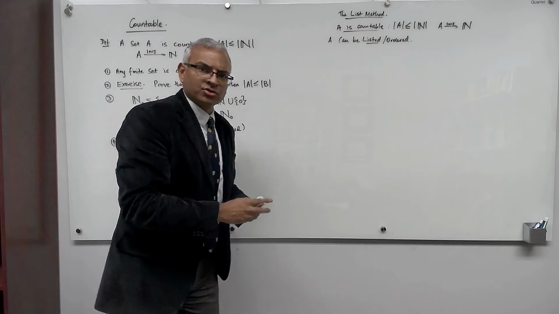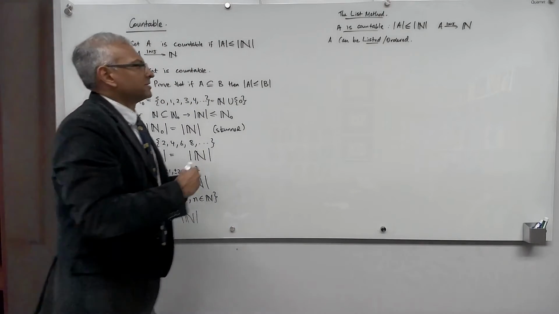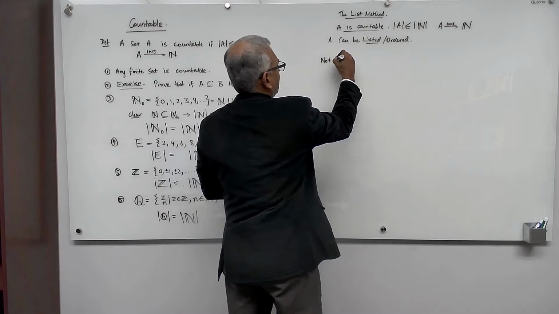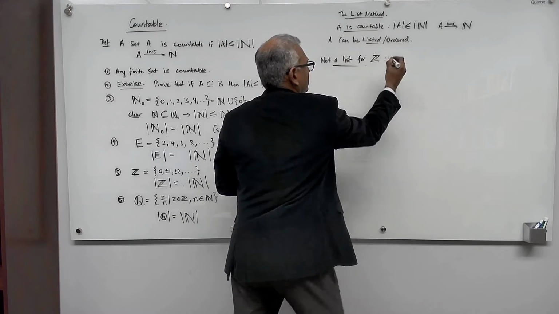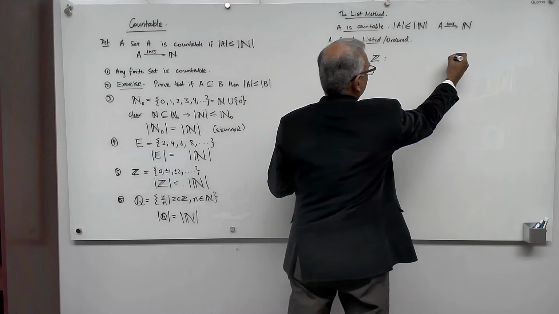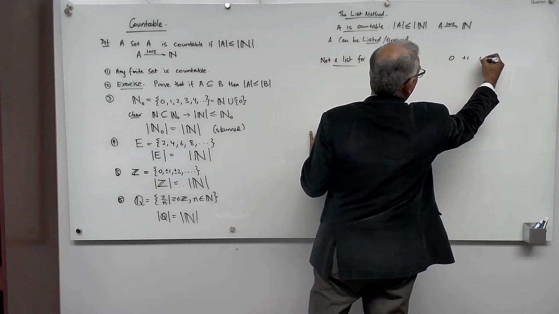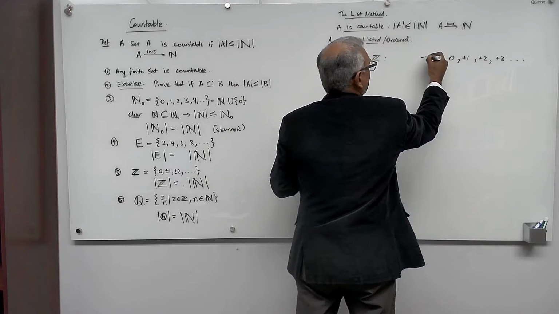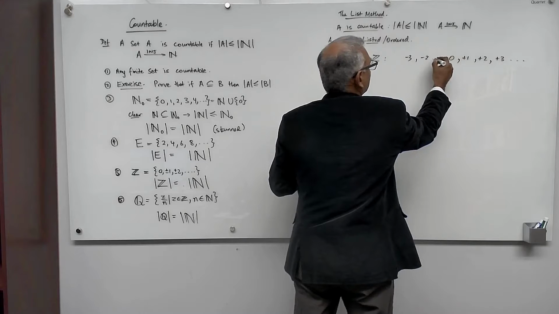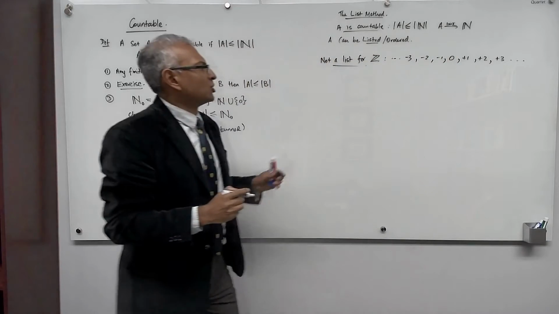Now I'm going to show you an example of what is not a list for the integers. I could try to list the integers as follows: 0, +1, +2, +3, and so on, then -1, -2, -3, and so on. Yeah, that's not a list.